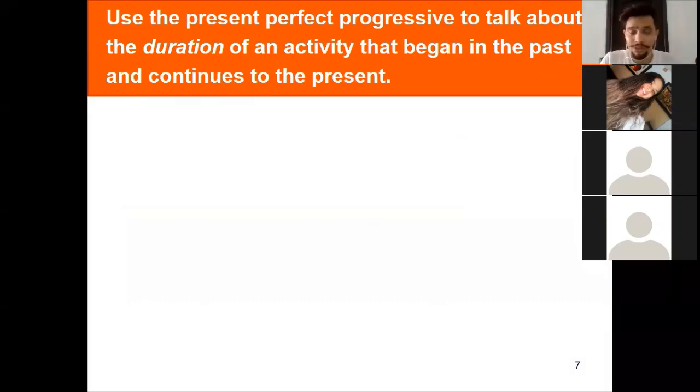The structure itself is the same as the present perfect, but we need to add two extra things. What are those things? The verb be in the past participle form and the next verb in the ing form, because it's progressive, it's continuous, right? It means that the action is in progress, it's ongoing. So we use the present perfect progressive, or continuous, to talk about the duration of an activity that began in the past and continues to the present, right?